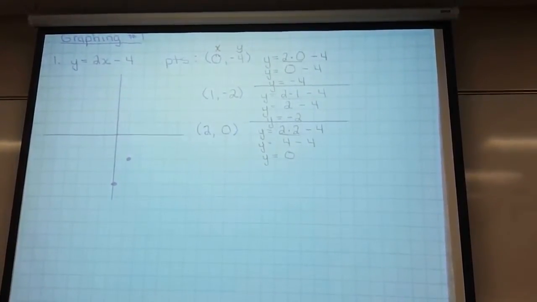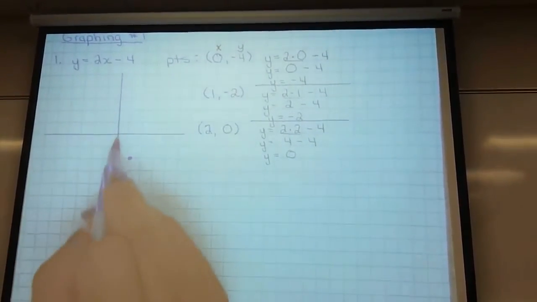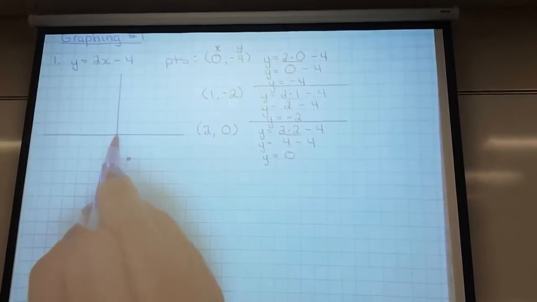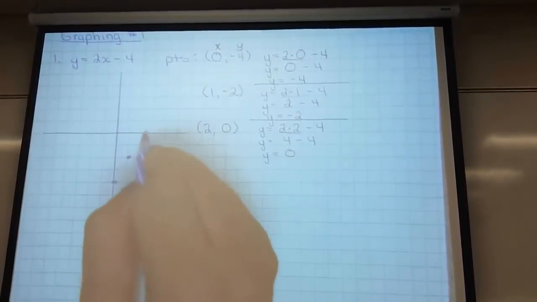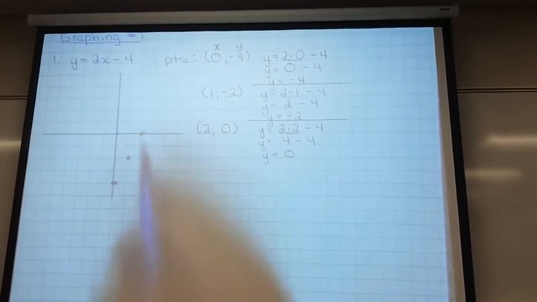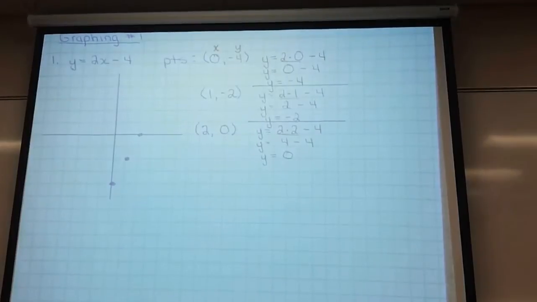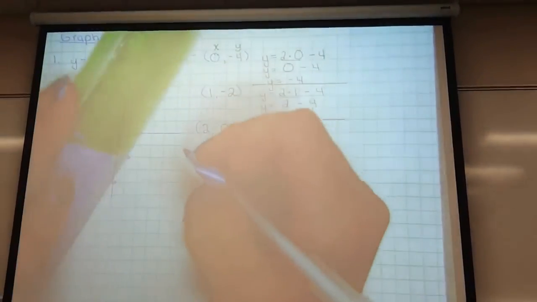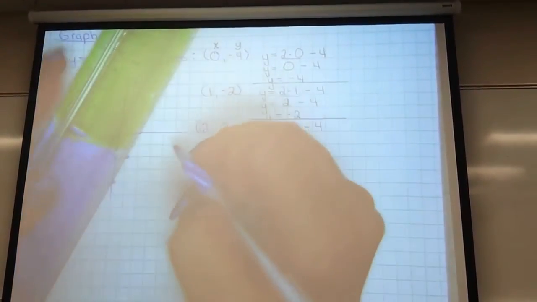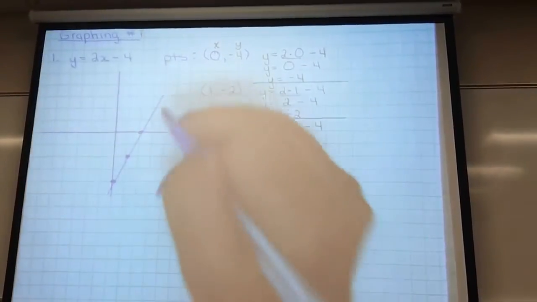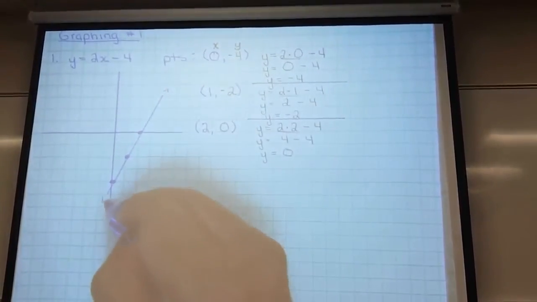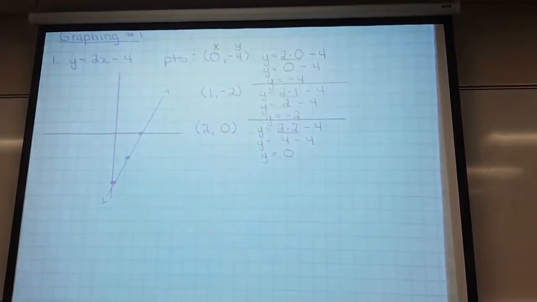And then my last one, 2 comma 0. I'm going to start in the middle. What does the 2 tell me to do, left or right? Right. And the 0? Stay where you are. Once you have your 3 dots, you can either just freehand or use your ruler, whatever you need to do, and draw your line. That's a lovely line. And there's your picture.